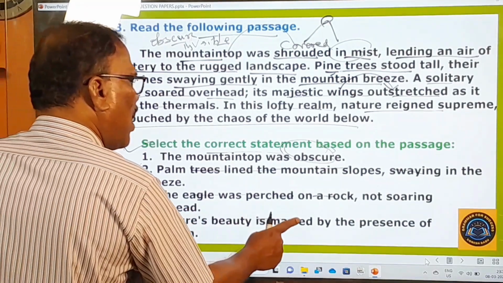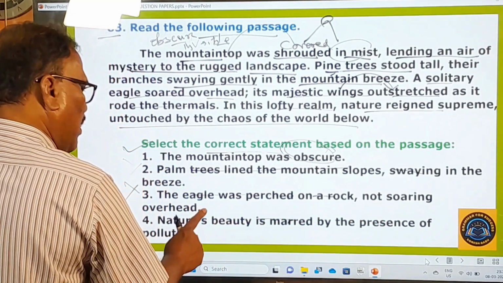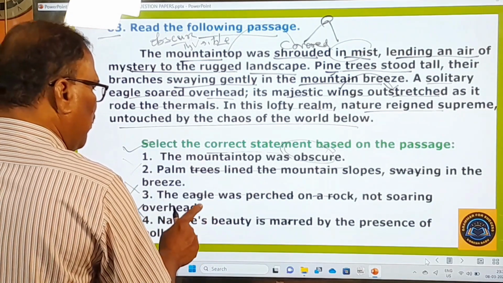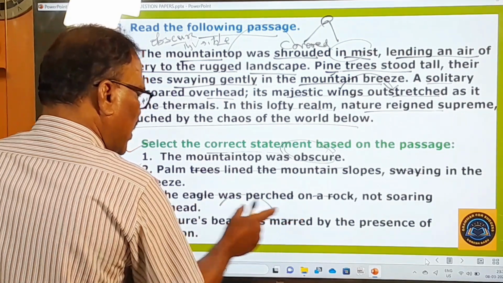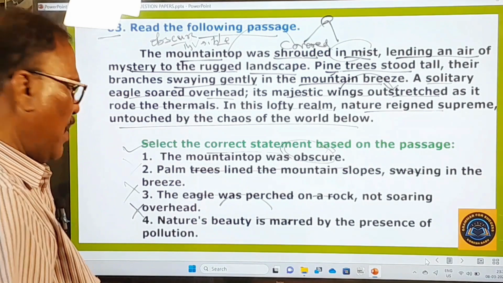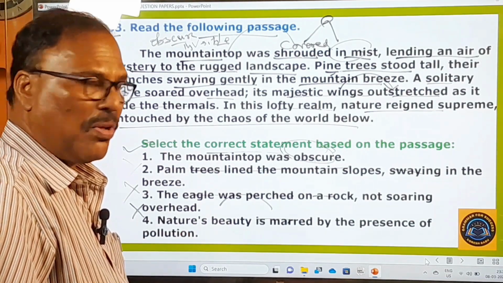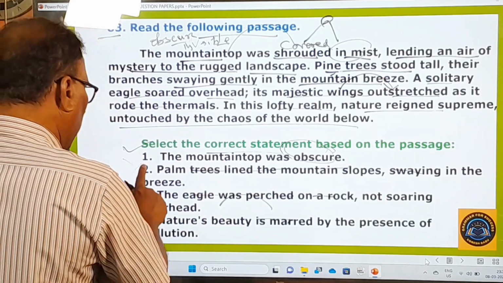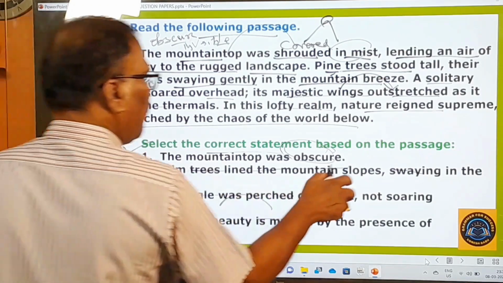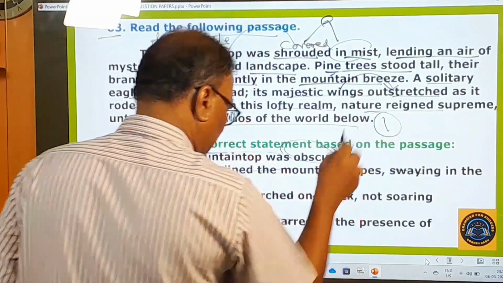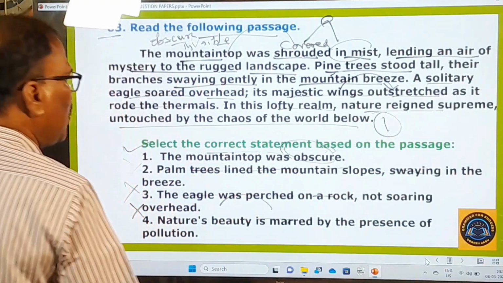Nature's beauty is marred by the presence of pollution. Okay, this is not the right one. Marred means destroyed. Is nature's beauty marred there? No, by the presence of pollution. Do you find any pollution on the mountain tops? No. That's why these three are wrong. Second one, third one, fourth one are wrong. Only the first one is the right option. Right. Now let's move on to the next question.